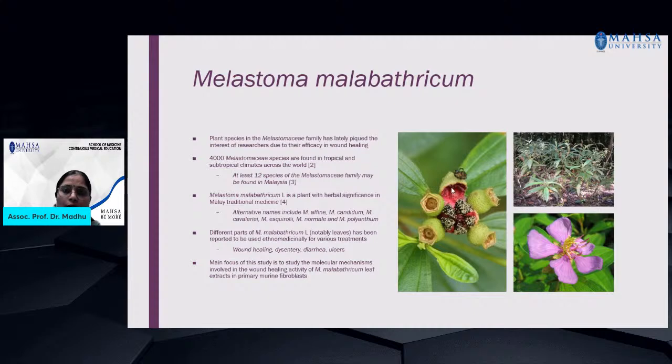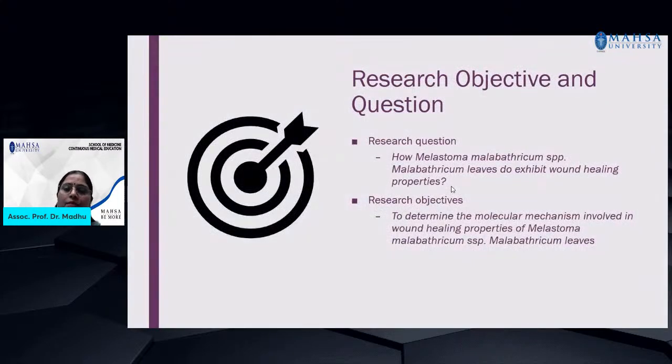So moving on to the research objectives. The research question is how Melastoma malabathricum leaves exhibit wound healing properties. That means the molecular mechanism involved in wound healing properties of Melastoma malabathricum leaves. So, the research objective is to determine the molecular mechanism involved in wound healing properties of Melastoma malabathricum leaves.